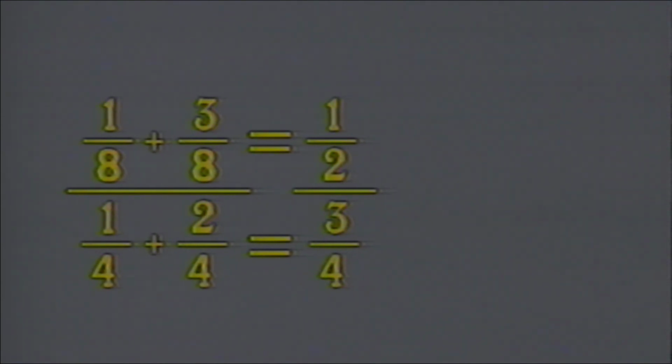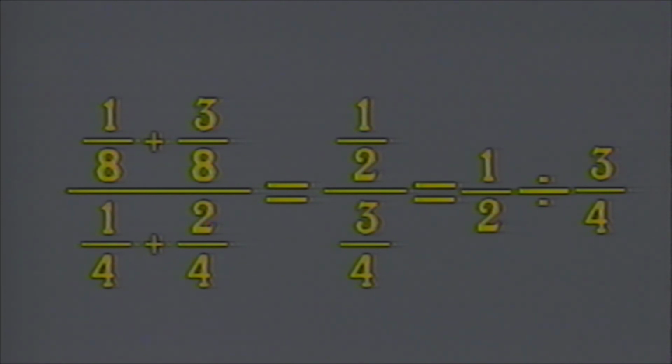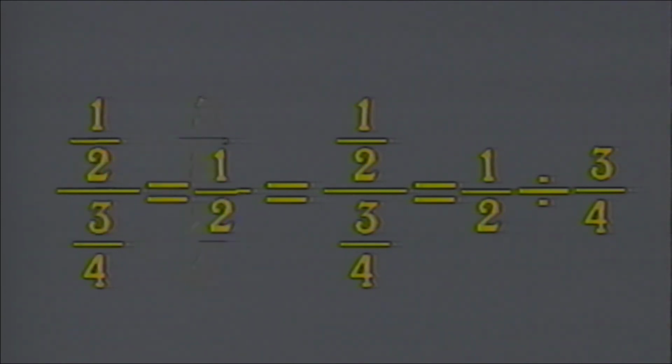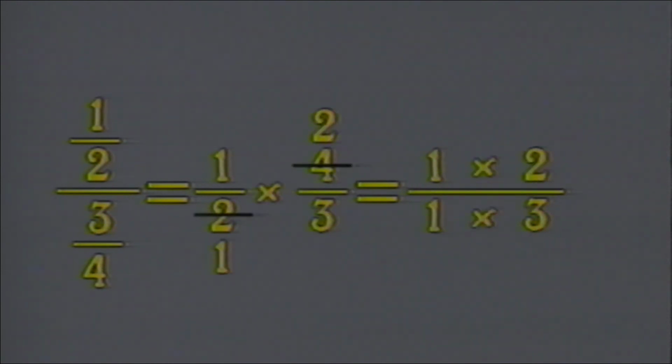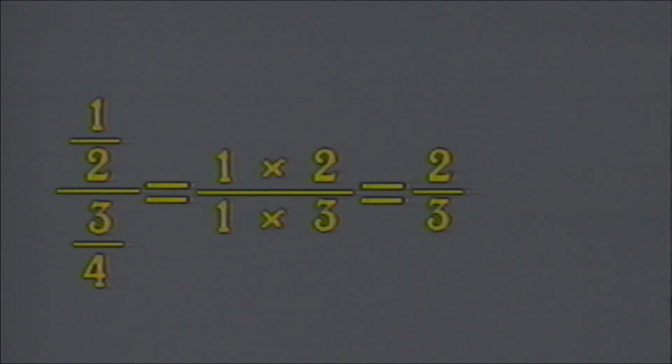Now, 1/2 divided by 3/4 equals 1/2 times 4/3, which is 1 times 4 over 2 times 3. We divide by the common factor 2. This gives us 1 times 2 over 1 times 3, which equals 2/3.